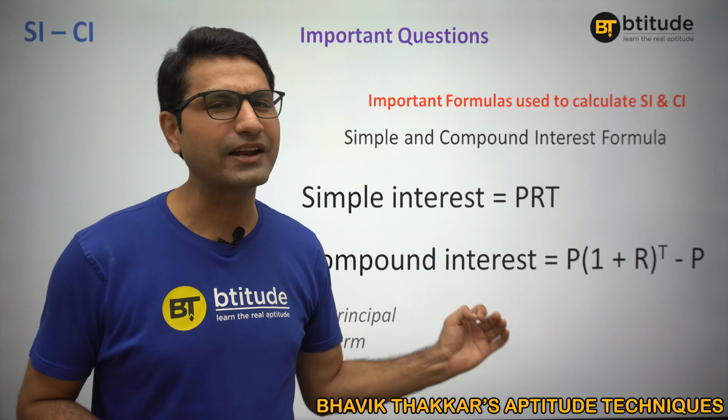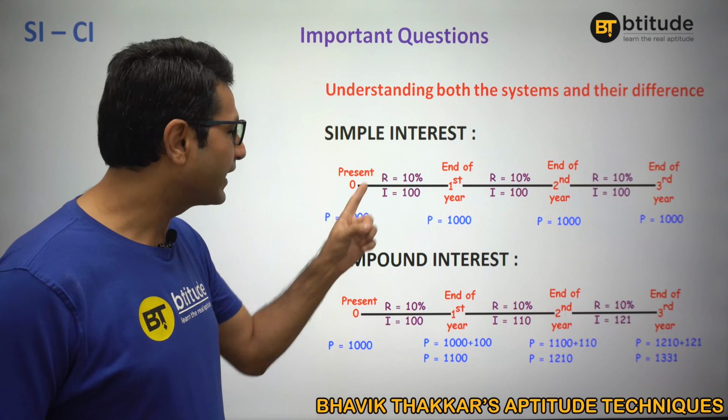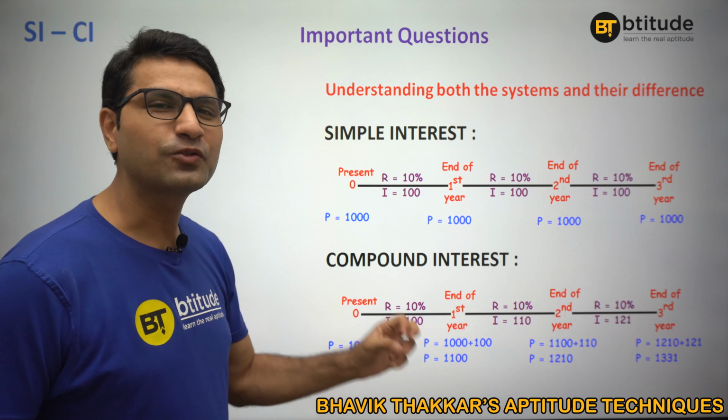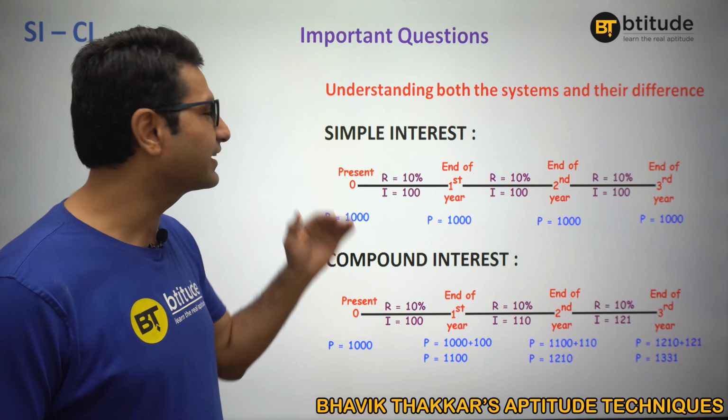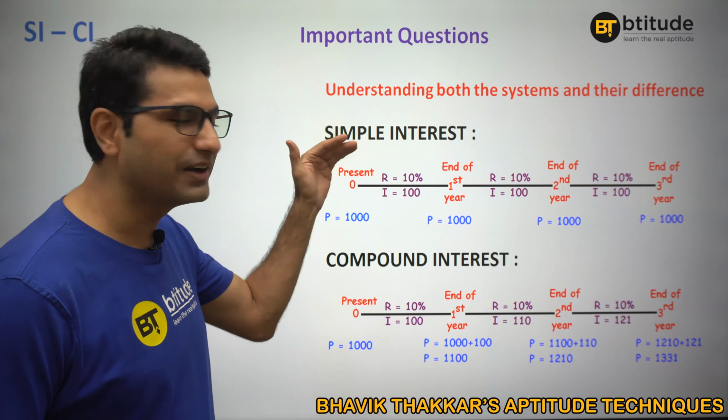Well, you need to know the exact system of how simple interest and compound interest work. If you know that system, now here I have taken a very simple example where 1000 rupees is invested at 10% for 3 years. So how exactly does this system work in simple interest and in compound interest? If you can understand this pattern, believe me, that is all at Btitude we need to know.